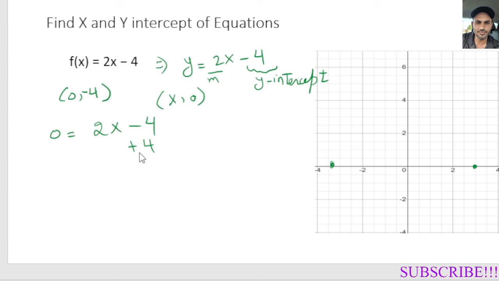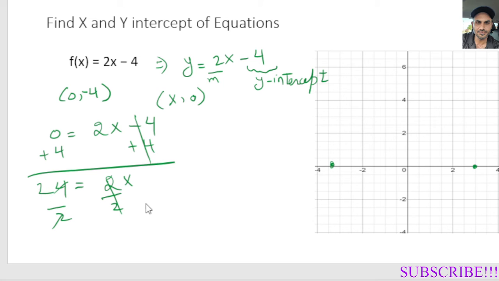We add 4 on both sides. So we have 2x equals 4. And then we divide both sides by 2 to solve for x, because it's 2x, so we have to divide by 2. So x equals 2. So our x-intercept is (2, 0). It would be around here, (2, 0). This is our x-intercept.